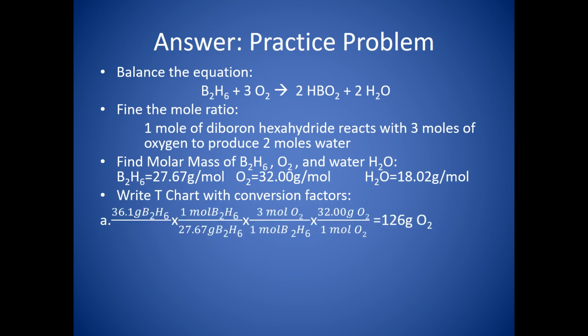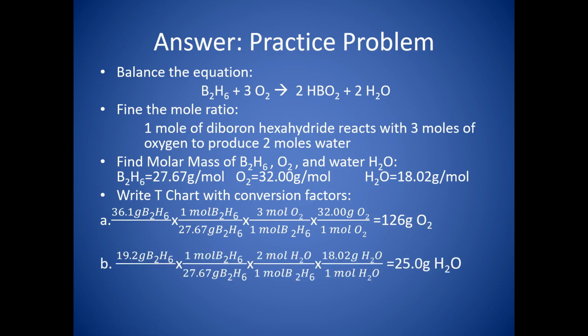So for part A, you should have written out what you see here. So this is our molar mass of diboron hexahydride. There's our mole ratio, there's our mass of oxygen, and we got our number in grams just like we wanted. For B, we have our starting number, same molar mass for diboron hexahydride, different mole ratio because we were comparing different things, different molar mass because this time we're talking about water, and we got this answer.